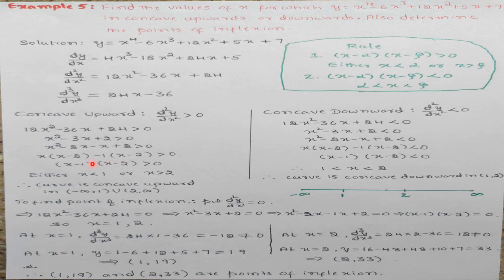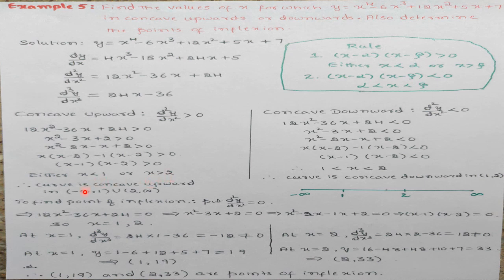For what values is this greater than 0? Here (x − 1)(x − 2) is strictly greater than 0 only when x is less than α, in place of α here 1, or x is greater than β, in place of β here 2. In this case only this is greater than 0. Therefore x is less than 1, meaning −∞ to 1, and x is greater than 2, meaning 2 to ∞.